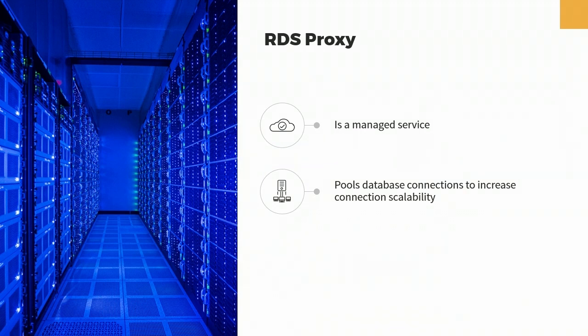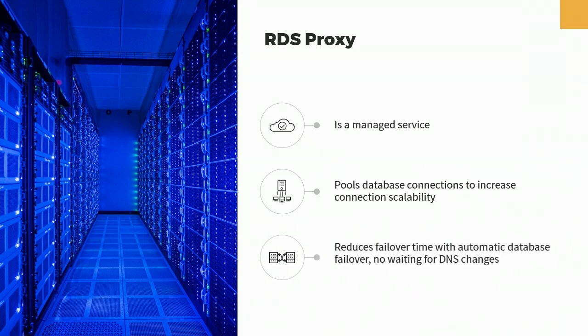Speaking of centralized, RDS proxy also lets you configure centralized credential management because it integrates with AWS Secrets Manager. And finally, RDS proxy can reduce failover time because it supports something called automatic database failover, which means you don't have to wait for DNS changes to be in effect before you can connect to a new failed over database host.